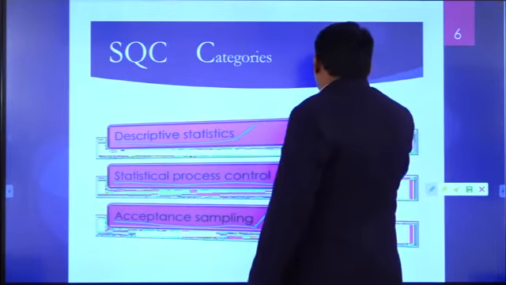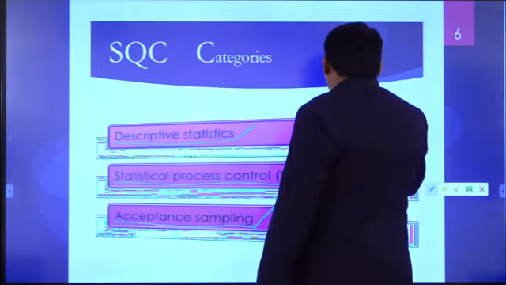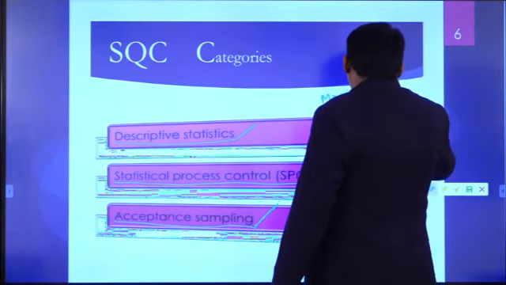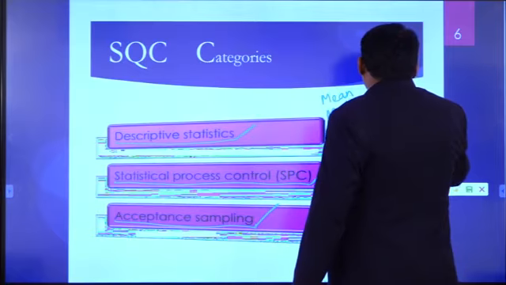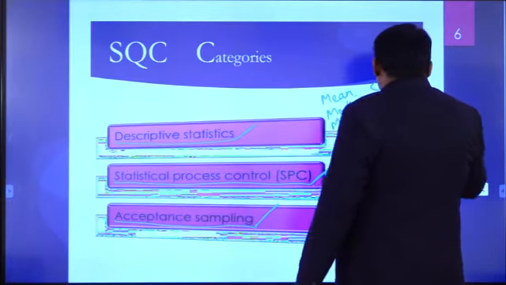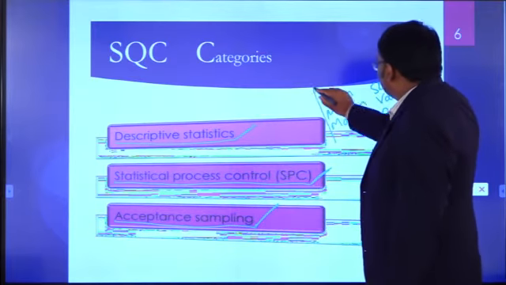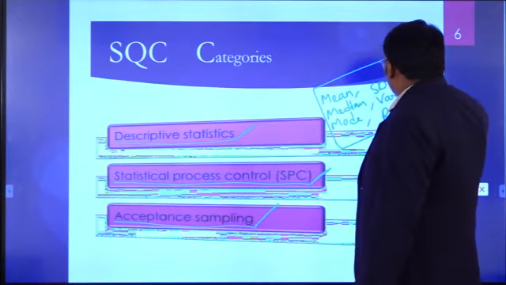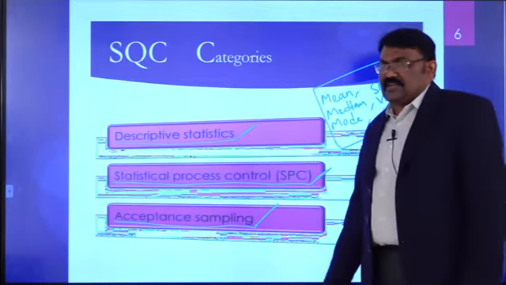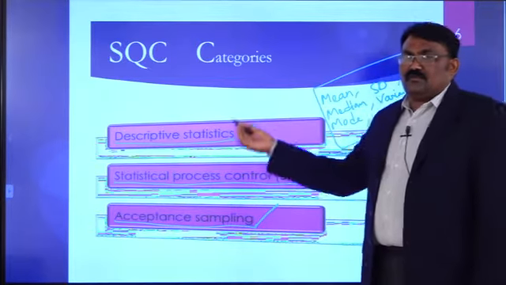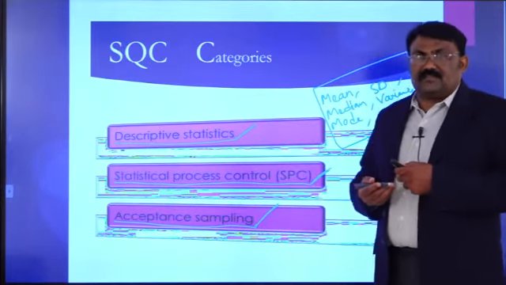Under the descriptive statistics, the concepts will be mean, median, mode, standard deviation, variance, range. Now, these are the 6, right? These are the 6 functions in the descriptive statistics, which describe the sample which we have taken.